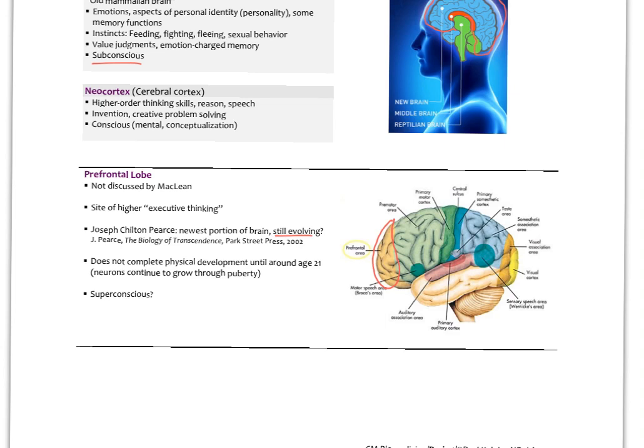All right, so that's a little introduction to the brain and the different regions of the brain and their functions. In the next little lecture, we'll move into the meninges, cerebrospinal fluid, and look at brain circulation.